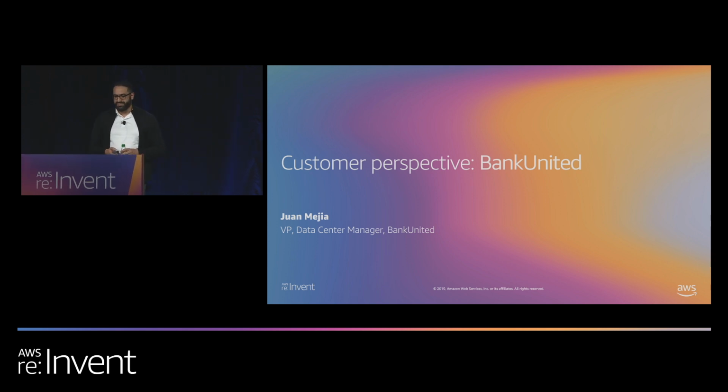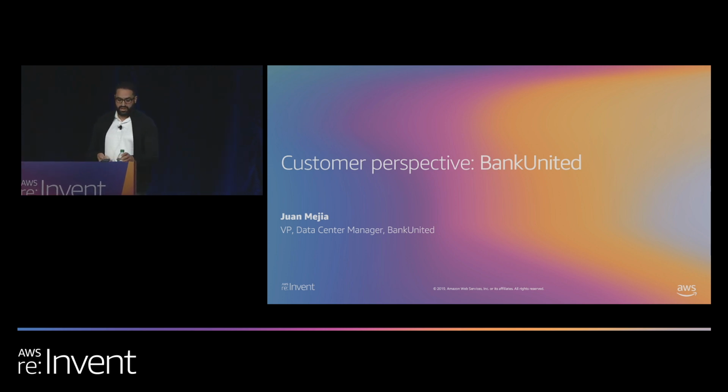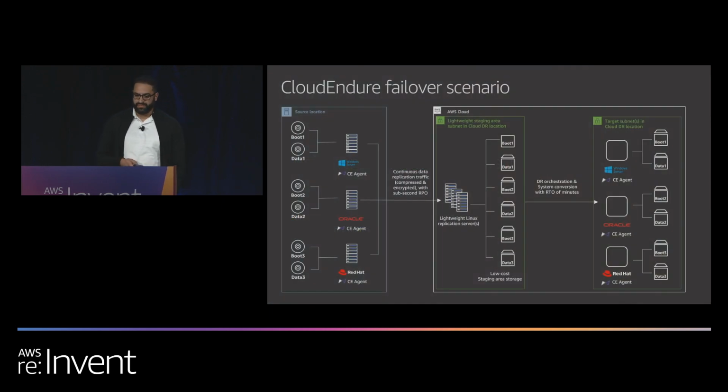Hello, everyone. I work with Bank United. Bank United is a financial institution located in South Florida with $33 billion in assets. My name is Juan Mejia. I'm the data center manager. I've been at Bank United for 18 years, 24 years in IT. I manage the storage, hypervisor, and IT business continuity for the bank.